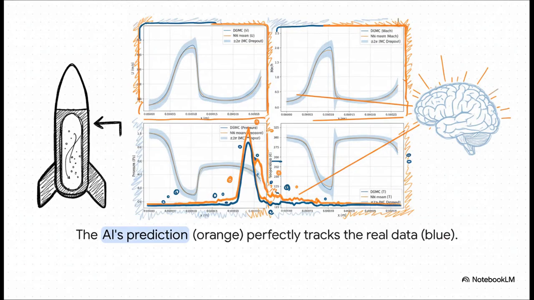And if we slice right through the center of that flow and look at the hard data, the numbers confirm exactly what our eyes are telling us. The AI's prediction, that's the orange line, is perfectly tracking the ground truth data in blue. It even absolutely nails that incredibly steep jump right at the shock front. The accuracy here is just stunning.